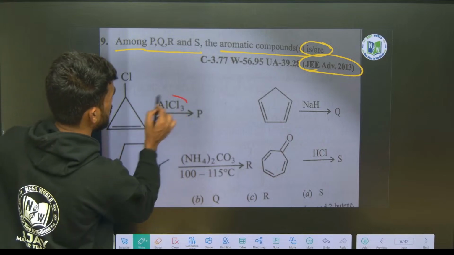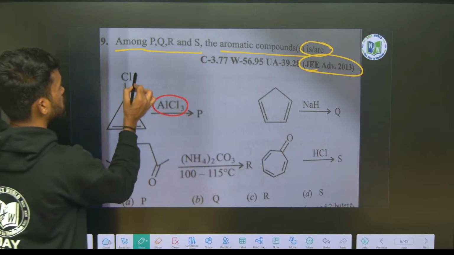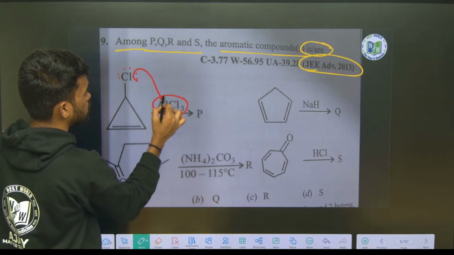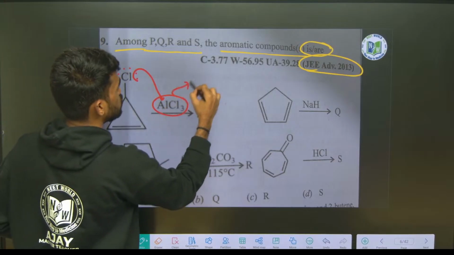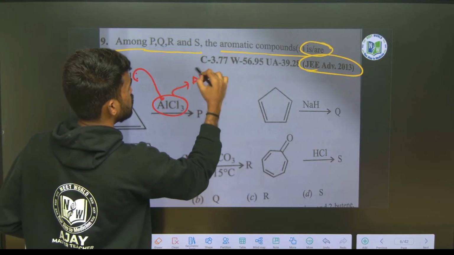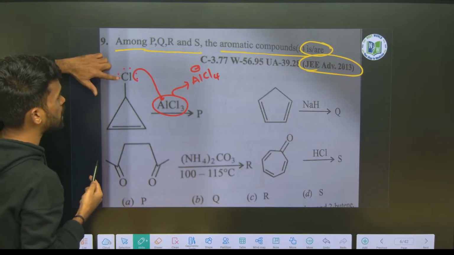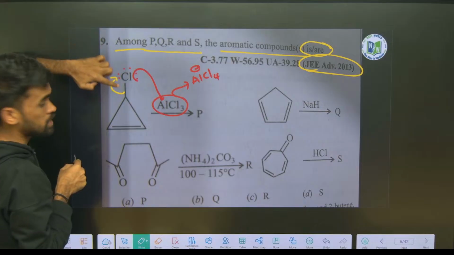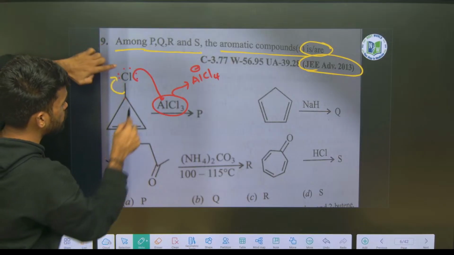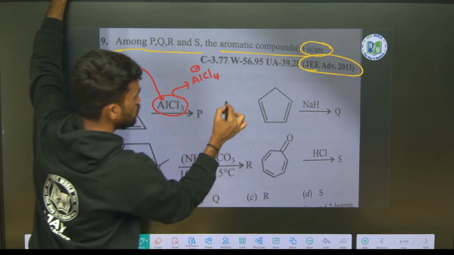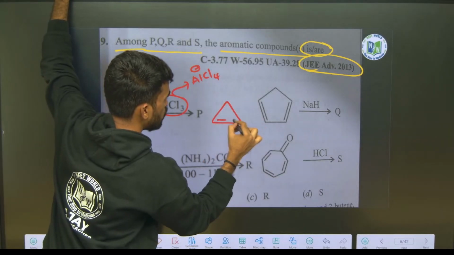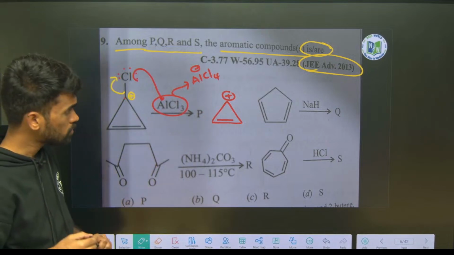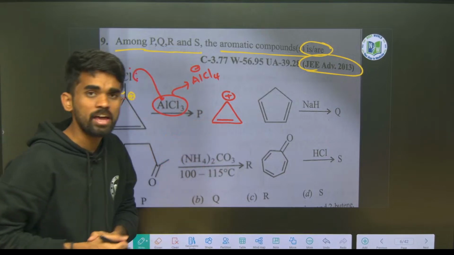See, AlCl3 is a Lewis acid, so that can take a lone pair of electrons from this chloride. These lone pairs can be given to aluminum, so that it converts into AlCl4 minus. We know chlorine is more electronegative than carbon, so chlorine will take the sigma electrons to it. So what charge should carbon get here? Positive charge. So you can have a double bond here and a positive charge here, like this. So this is our P. Now tell me whether P is aromatic or not.